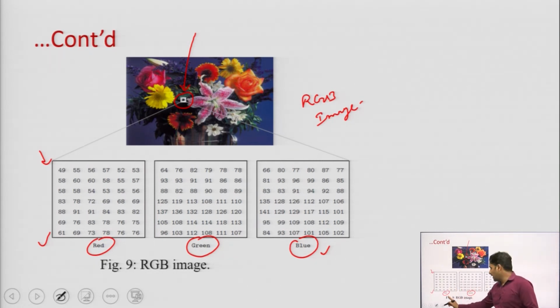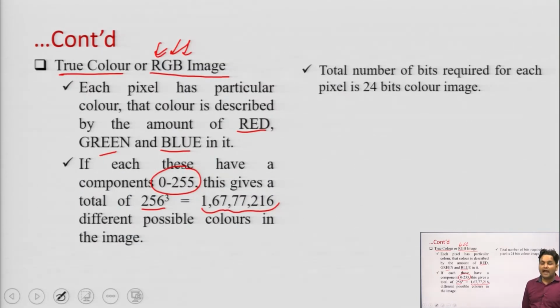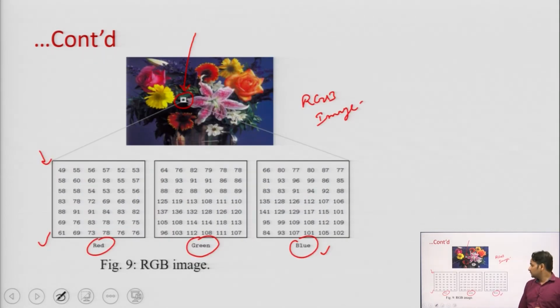First one belongs to red, second one belongs to green, and third one belongs to blue. That is why we can say it has up to 1 crore 67 lakh 77,216 colors. So, that is why it has more information related to all the colors, that is RGB.